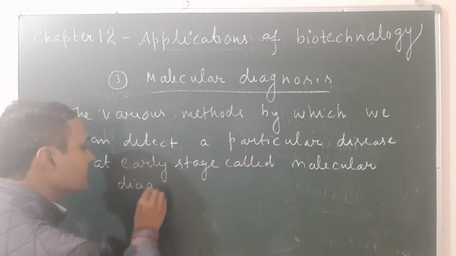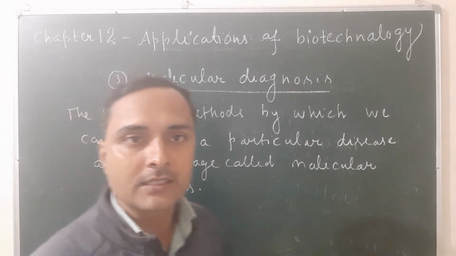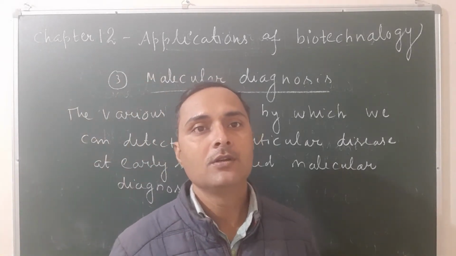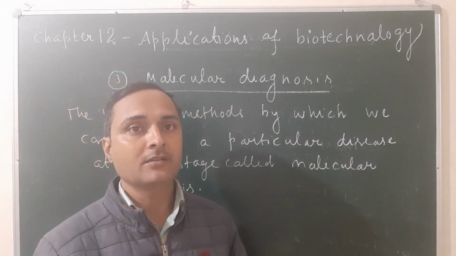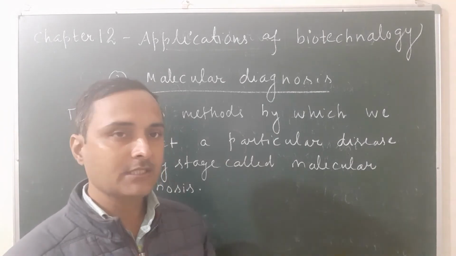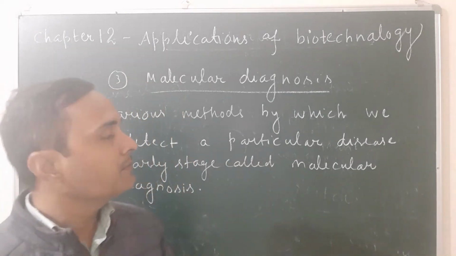In case of the conventional method, the detection of disease takes place at a late stage that was harmful to the patient, and it cannot be easily prevented. But with the help of molecular diagnosis, we can prevent the disease at an early stage. Why is the name molecular diagnosis?